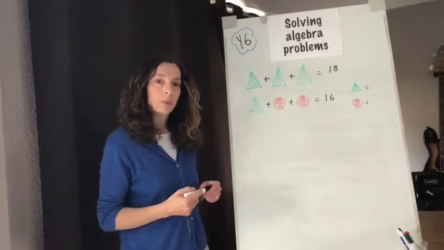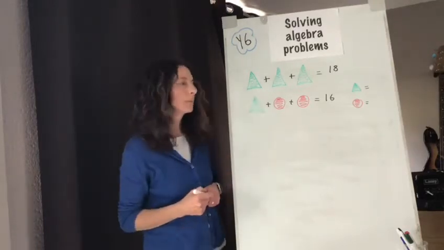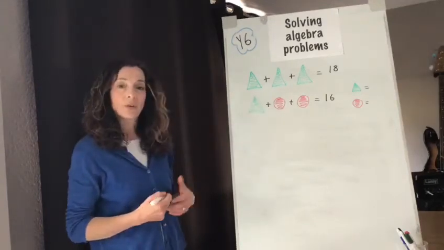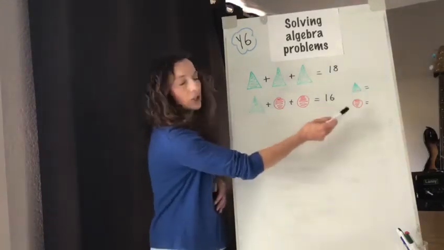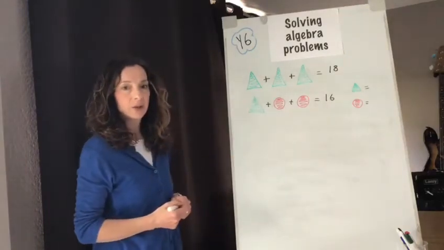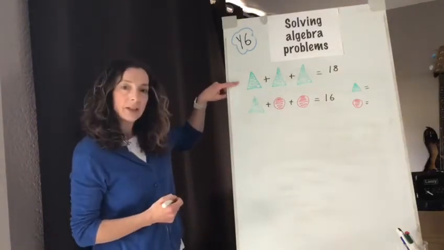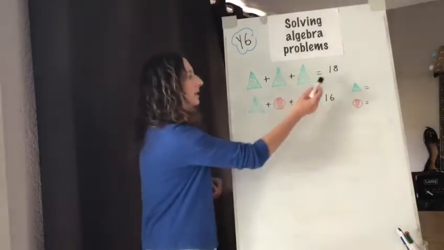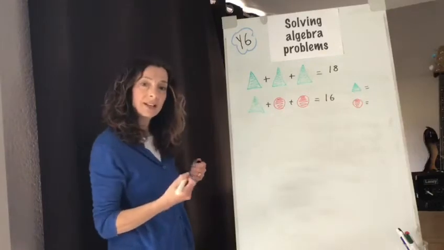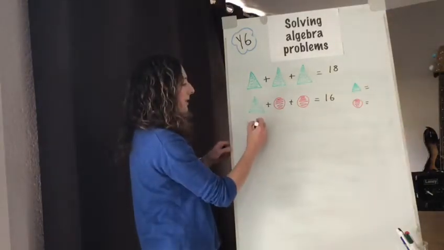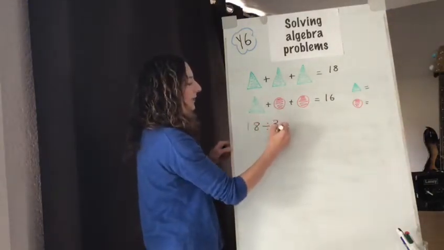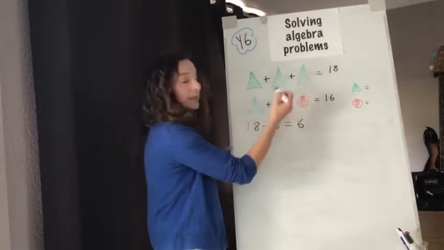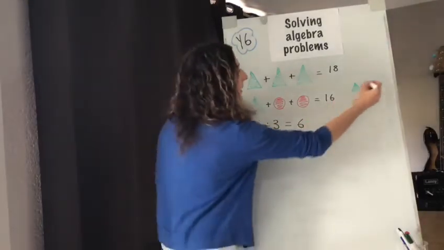So the first kind of problem involves pictures. If you look at the board, we've got our green triangles and our red circles, and you're asked to find out the value of the triangle and the circle. So we start by looking here. We know that 3 of the green triangles added together equals 18. So to find the value of the green triangle, we just need to do 18 divided by 3, and that gives us 6. They're all the same picture, so they must be equal in value.